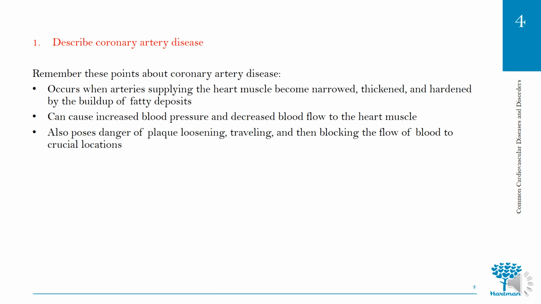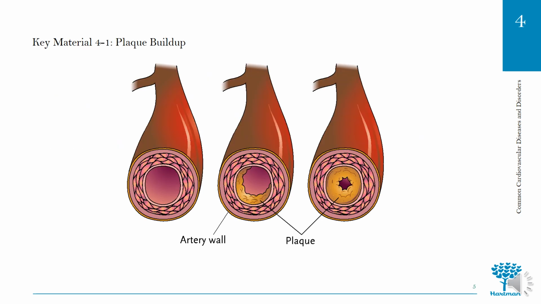So remember these points about coronary artery diseases. Remember where your coronary arteries were and what they were used for and what they transport. It occurs when arteries supplying the heart muscle become narrowed, thickened, and hardened by the buildup of fatty deposits. Can cause increased blood pressure and decreased blood flow to the heart muscle. Also poses danger of plaque loosening, traveling, and then blocking the flow of blood to crucial locations. So here are some pictures of how plaque buildup can look inside of the vessels.